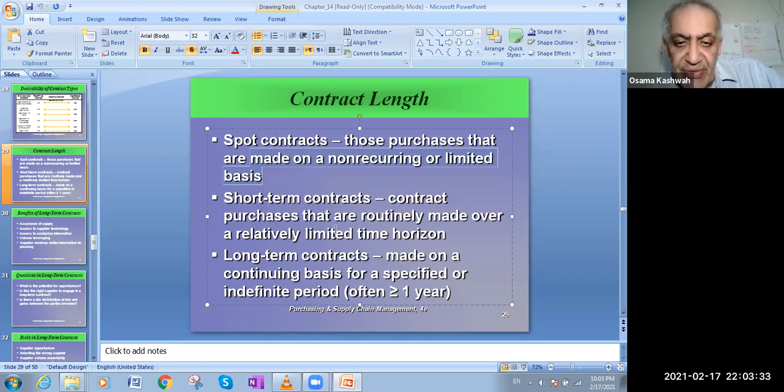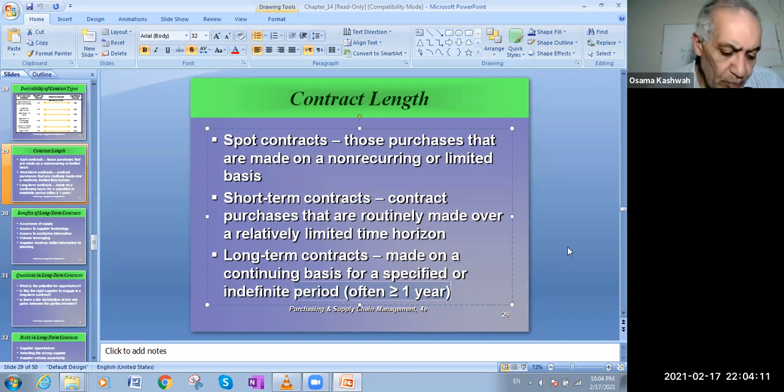Short-term contracts, contract purchases that are routinely made over a relatively limited horizon, for a limited time, okay? But it usually is less than 1 year, quarterly or semi-annually or something. Long-term contracts are made on a continuing basis for a specified identified period. The period of the long-term contracts is always over 1 year.